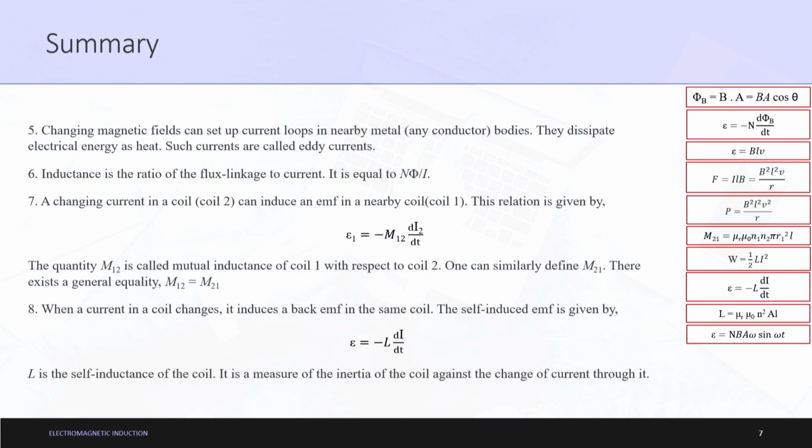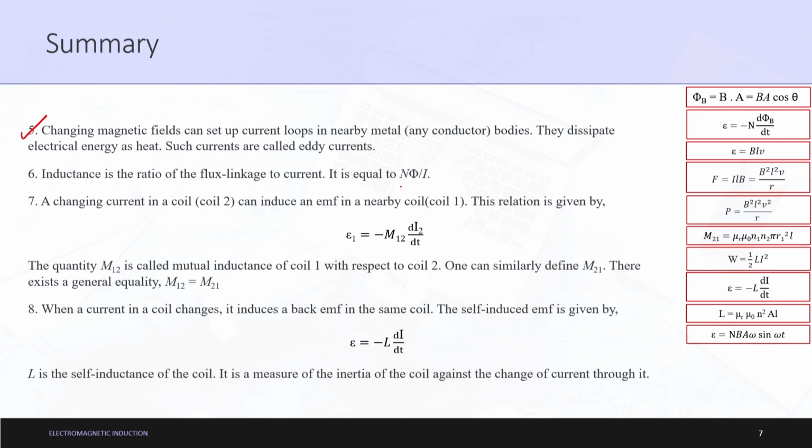Next, changing magnetic fields can set up current loops in nearby metal, the basic concept of electromagnetic induction. So changing magnetic fields can set up current loops in nearby metal, any conductor bodies. They dissipate electrical energy as heat. Such currents are called eddy currents. The applications of eddy currents are also dealt with just before inductance. So this was the concept of eddy currents. More detail is told to you in the lectures on eddy currents.